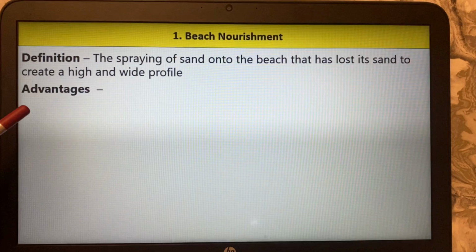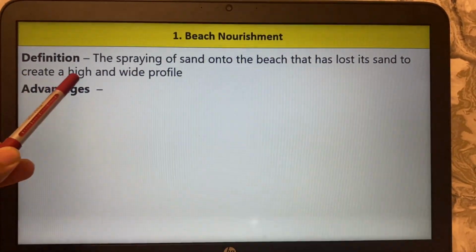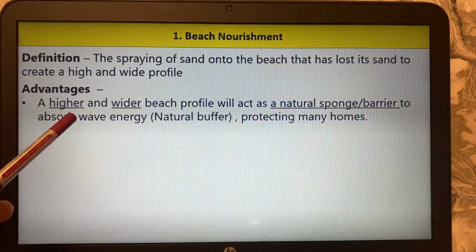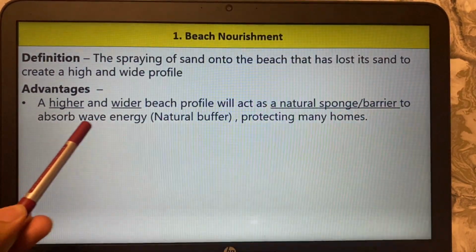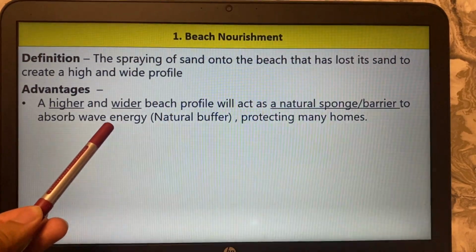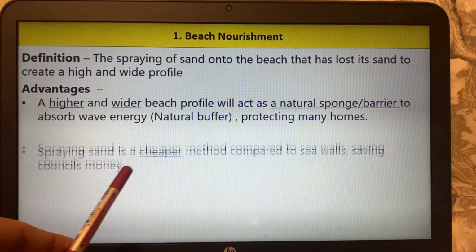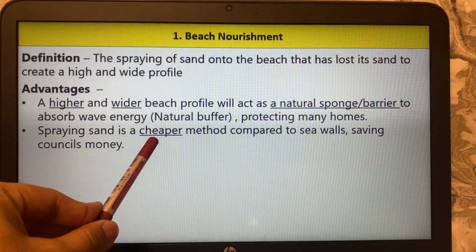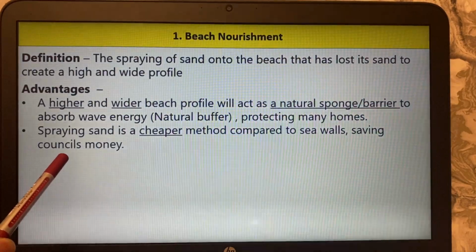Well, the most important one is to say that having more sand, that is higher and wider, will allow it to act as a natural sponge, like a barrier, absorbing the wave energy. And that will protect homes. Now, make sure you mention another advantage, that it's much cheaper. And remember, you're comparing it to sea walls, hard engineering. So that helps save councils money.